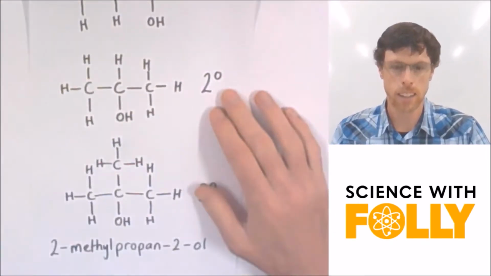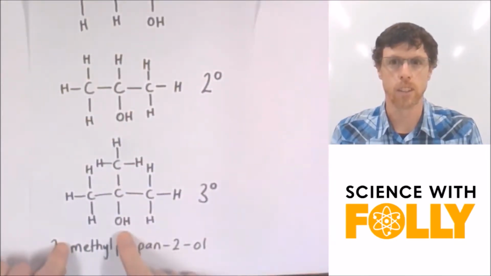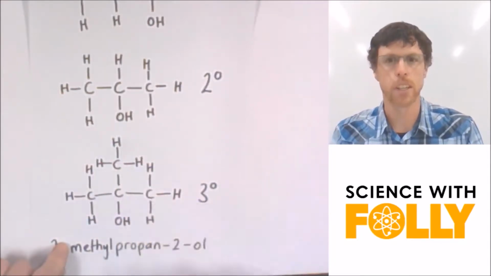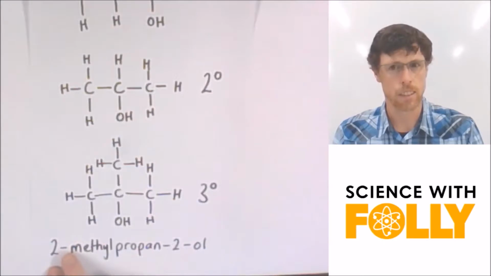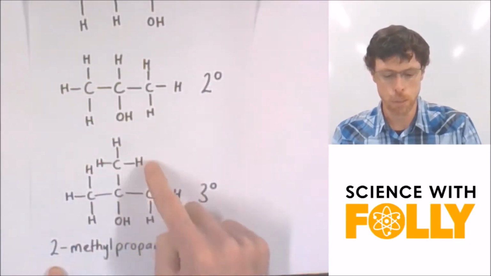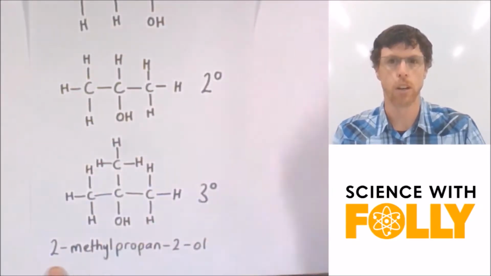And finally, this carbon with the hydroxyl group has got 1, 2, 3 carbons coming off it, so it's a tertiary alcohol. And just to remember how we name it, 2-methylpropan-2-ol.